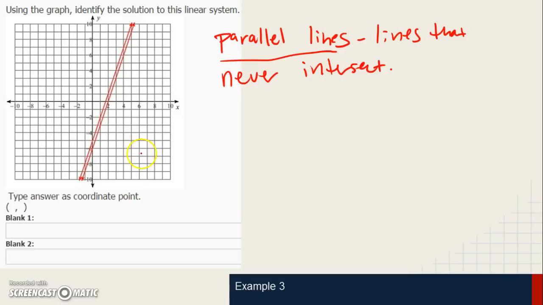That question should sound weird to you. If the lines never intersect, where do they intersect? Where's the point where they actually intersect each other? Well, we can't find it because they never intersect. That's the idea behind parallel lines. So we're going to go ahead and say, in each of these blanks, no solution. So if you see parallel lines, there is no solution because they never cross.